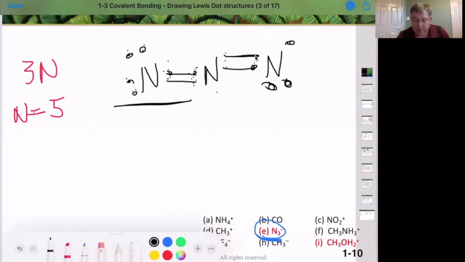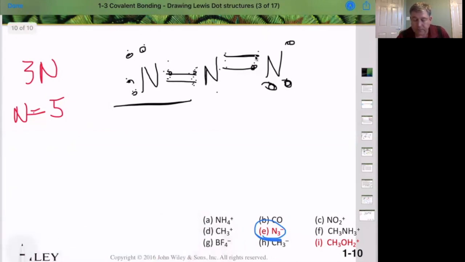And that gives us 1, 2, 3, 4, 5, 6, 7, 8 around this nitrogen. And we have this electron sitting here by itself, okay? And we have 8 electrons, 8 electrons, and then 1, 2, 3, 4, 5, 6, 7 electrons. But we have another electron.